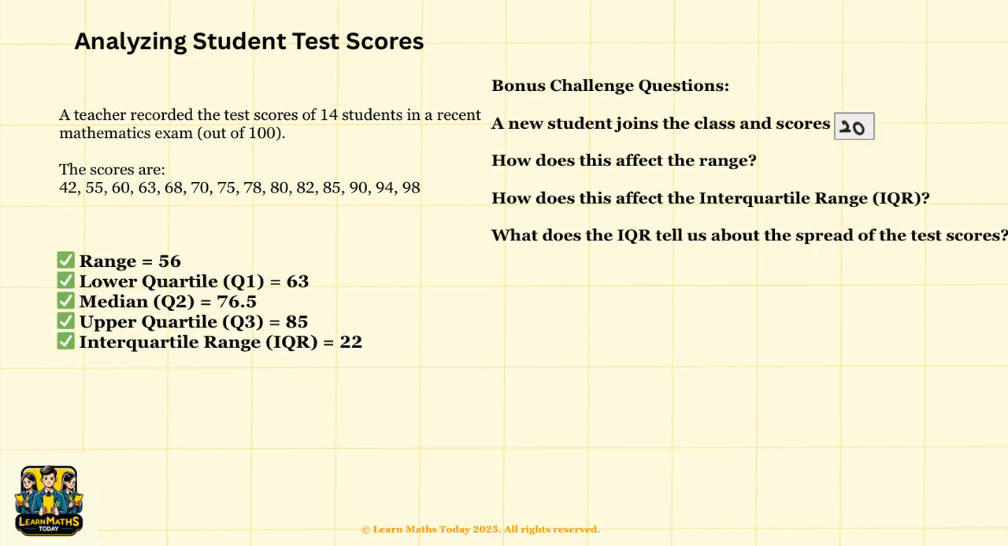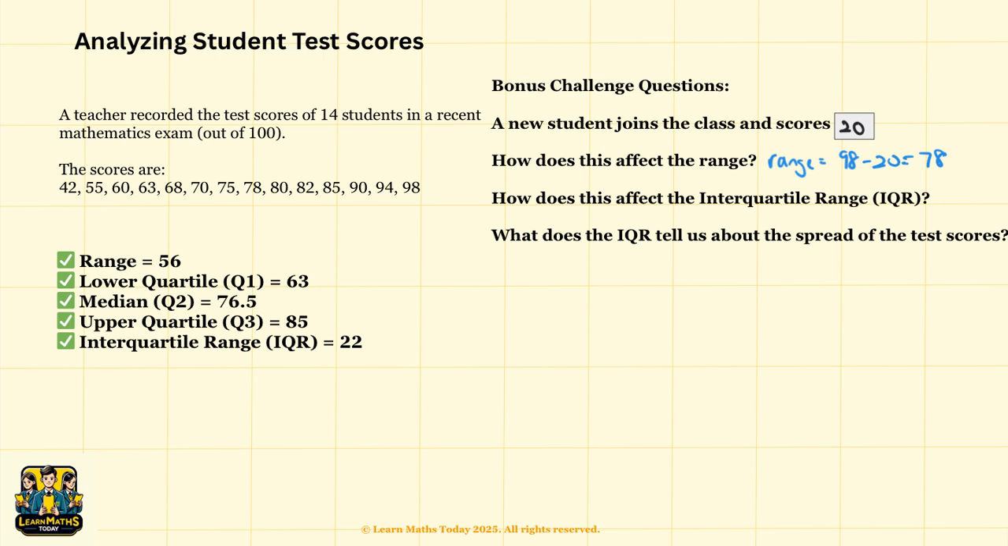Now let's move on to the bonus question. A new student joins the class and scores 20. How does this affect the range? The range is simply the maximum value minus the minimum value. The maximum value is 98, which remains unchanged. The minimum value is now 20, so the range is now 98 minus 20 equal to 78.